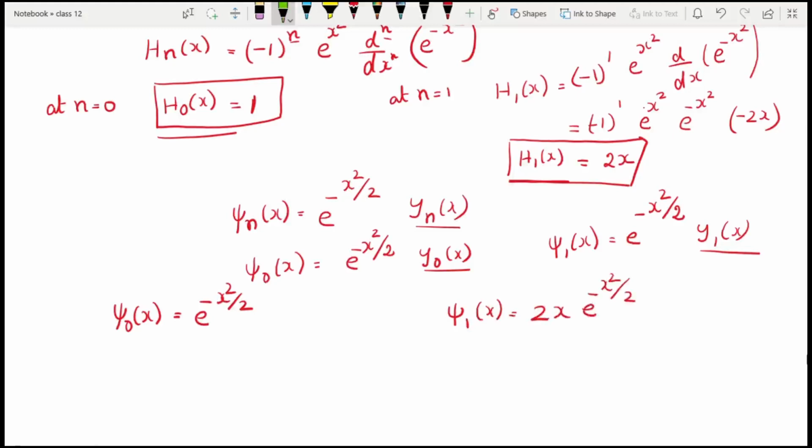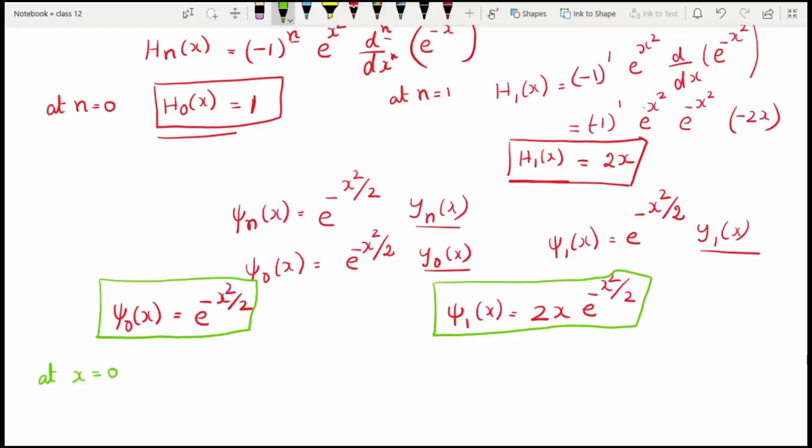Now we have found the value of psi 0 of x, that is for n is equal to 0 and for n is equal to 1. Now we have to find the value of this function as a function of x. Okay, now first we will see what happens when x is equal to 0. At x is equal to 0, psi 0 of 0 is equal to e power 0, that is equal to 1. Psi 1 of 0 is equal to 0.